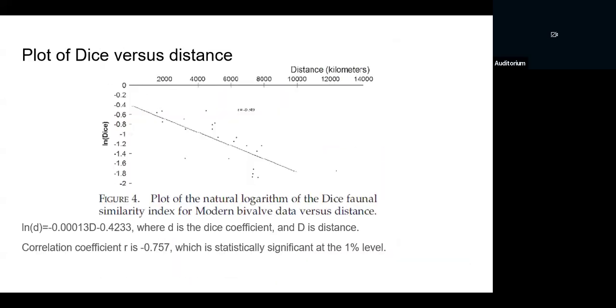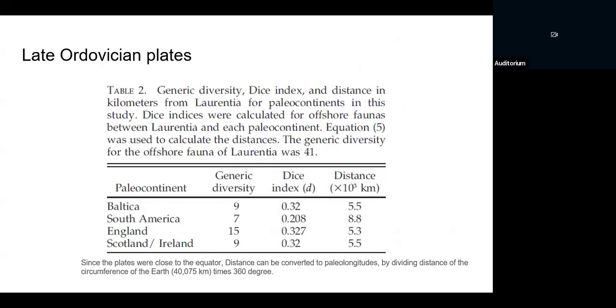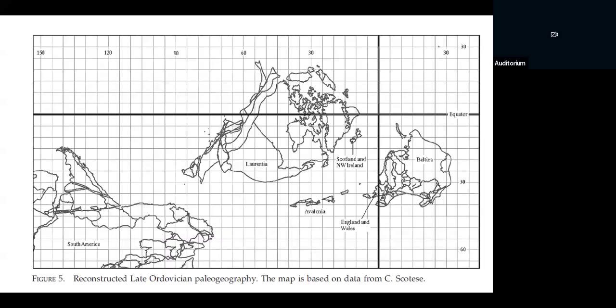Whoops, let me go back here. Okay, that's what I want. It shows the location of these plates relative to England and Wales. For Baltica, this would be like the Scandinavian countries, Sweden, Denmark, and so on. Here is Laurentia, and put South America here. And it agrees pretty closely with reconstructions on other organisms. So I thought that was pretty cool.